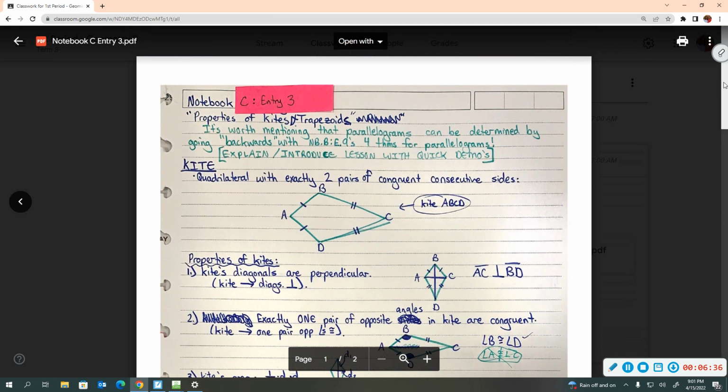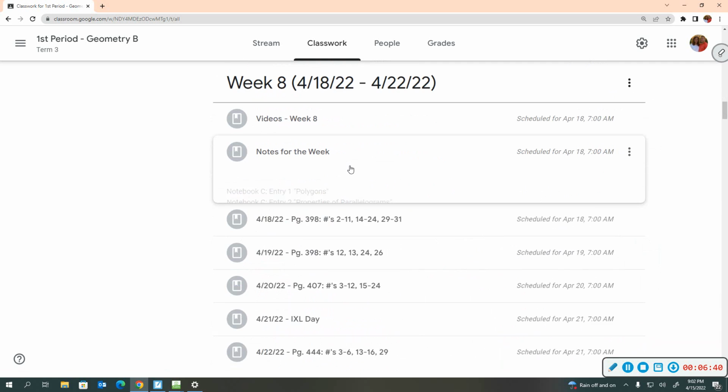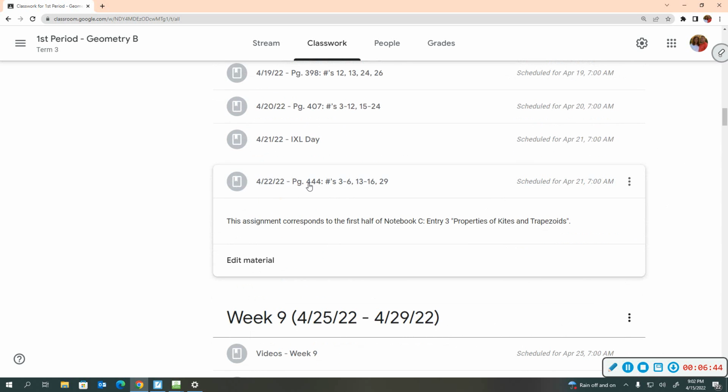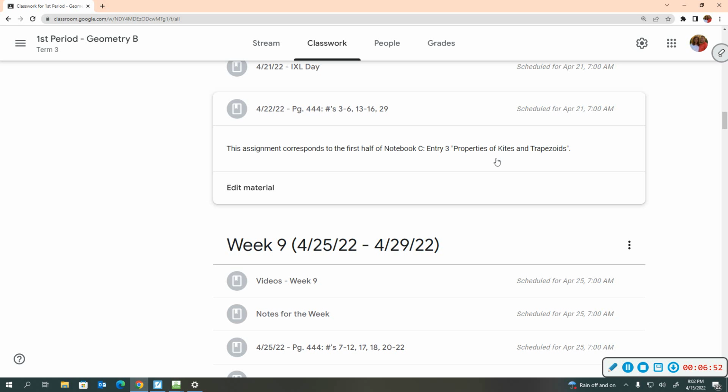Once you have these notes down, we'll use these 3 facts to do today's assignment, which should be page 444, 3 to 6, 13 to 16, and 29. Properties of kites and trapezoids. We're just doing the kites part today, and Monday we'll finish with the trapezoids.